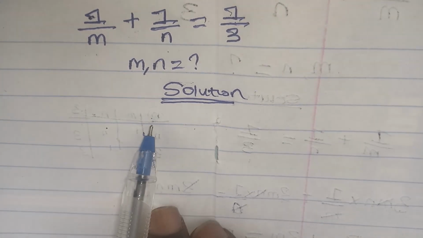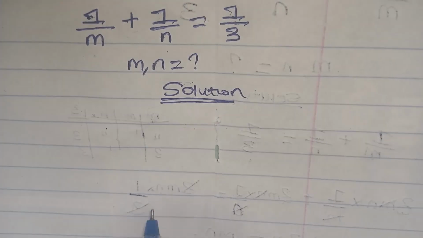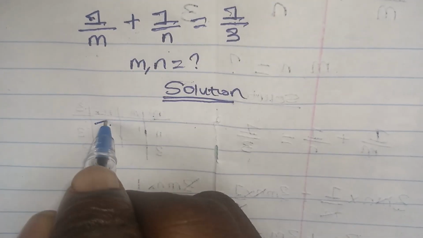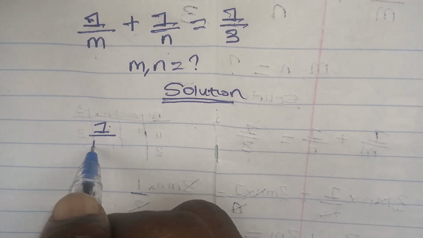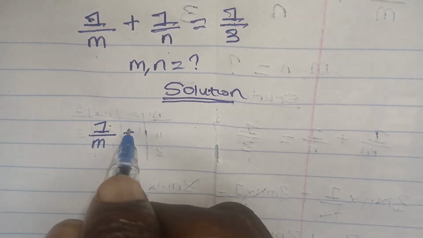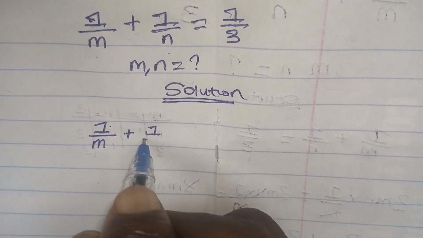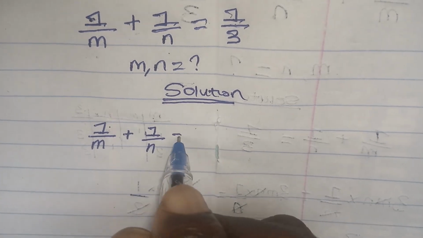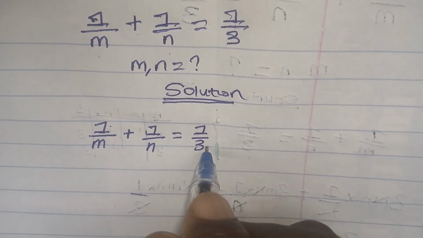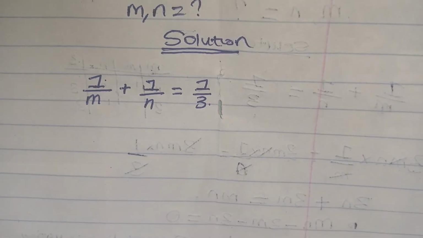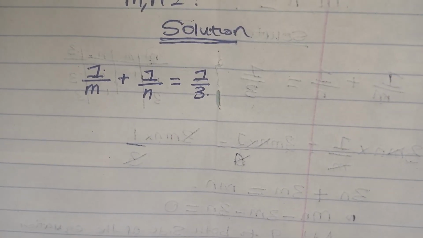Okay, so let's solve this together. Since I've written the solution, I can write the question which reads 1 over m plus 1 over n is equal to 1 over 3. Okay, so if we have something like this, the first thing we are going to do is to look for the LCM.